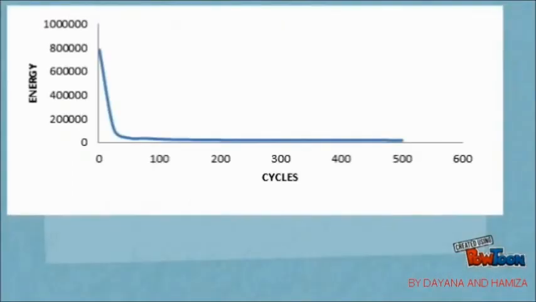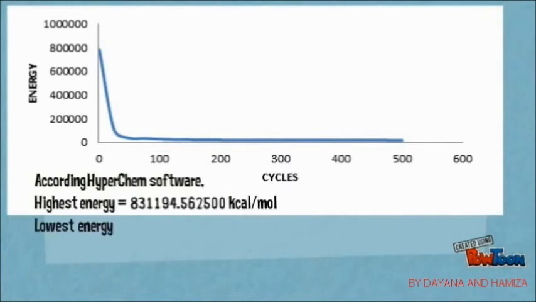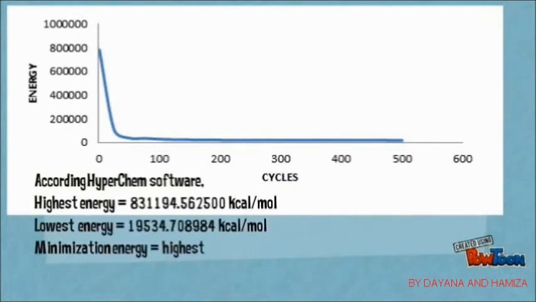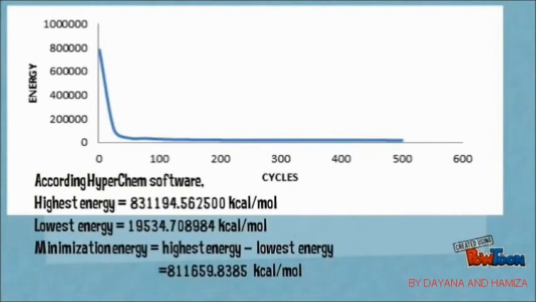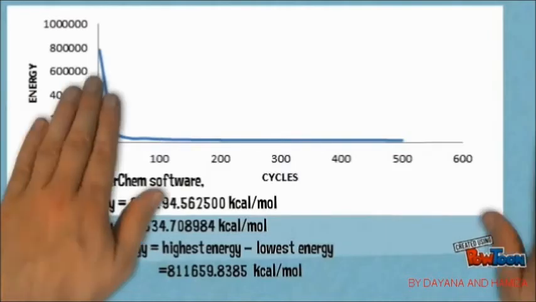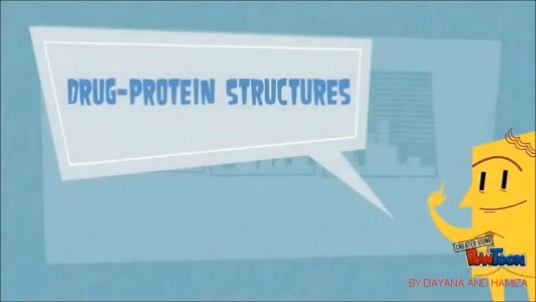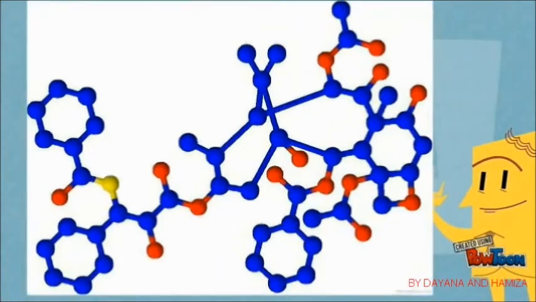This is the graph of the minimization energy versus the number of cycles, which is 500 cycles. For our order, according to HyperChem, the minimization energy is 811,659.8385 kilocalorie per mole. These are several other conformations that can be made out of the paclitaxel structure.